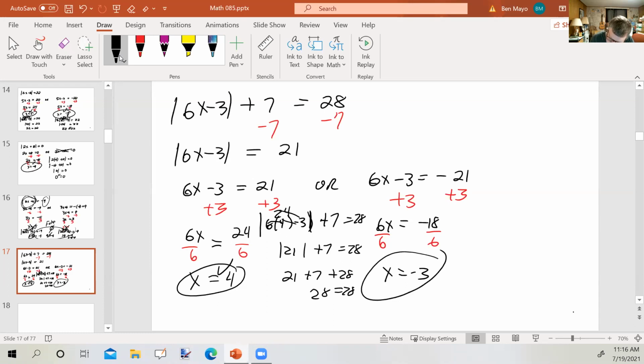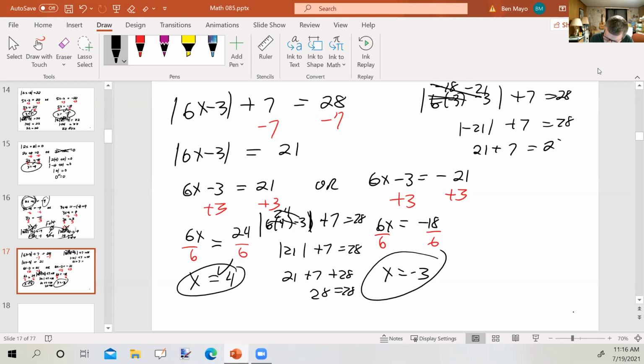Let's take this one. The absolute value of 6 times negative 3 minus 3 plus 7 equals 28. 6 times negative 3 is negative 18. Negative 18 minus 3 is negative 21. But the absolute value of negative 21 is 21. 21 plus 7 is 28. 28 equals 28, and it checks. But again, the first thing we did was to isolate the absolute value term.